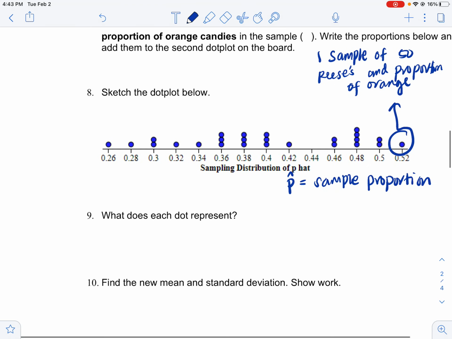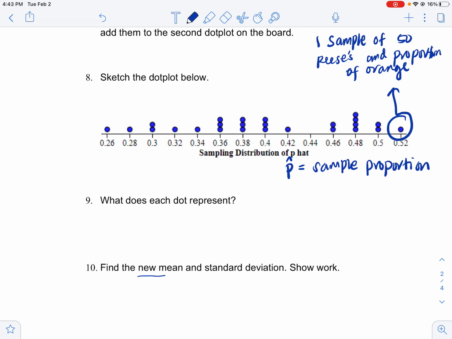Now, find the new mean. Please take note of the word. Find the new mean and the new standard deviation and show your work. Okay. I can tell that my mean is 0.4 because that was the equivalent of the mean earlier, right? That was the middle.